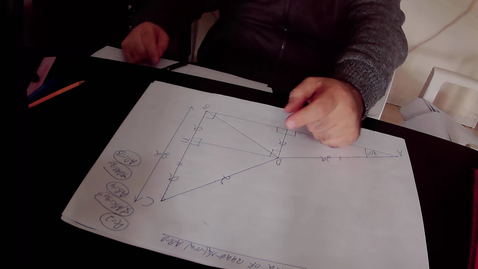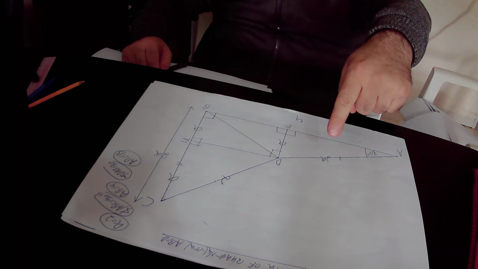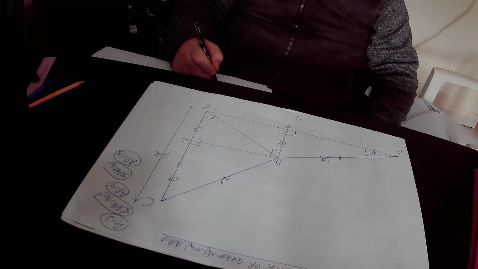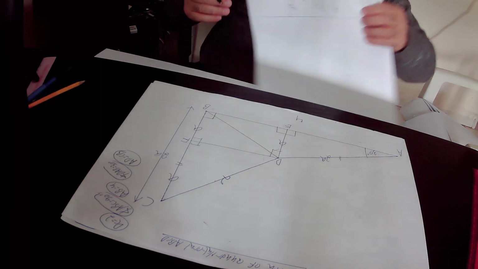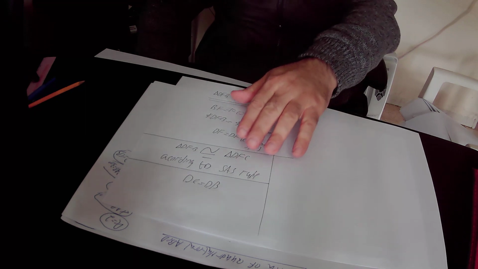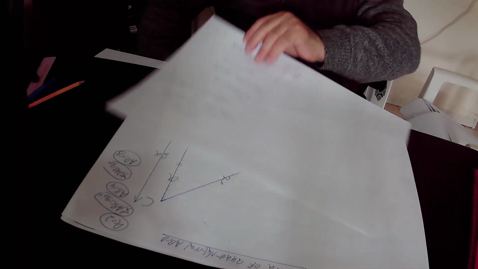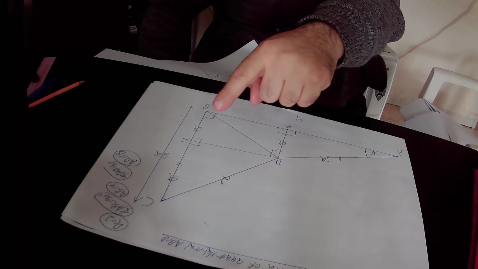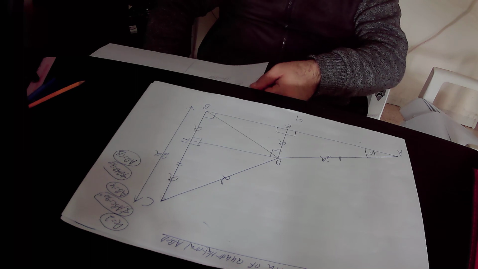And from the fact that those two triangles are congruent, we will conclude that DC equals DB. Again, DC equals DB according to the rule that corresponding sides in congruent triangles are equal to each other. Those two triangles are congruent, therefore the corresponding sides, that is to say CD and DB, will be equal to each other.